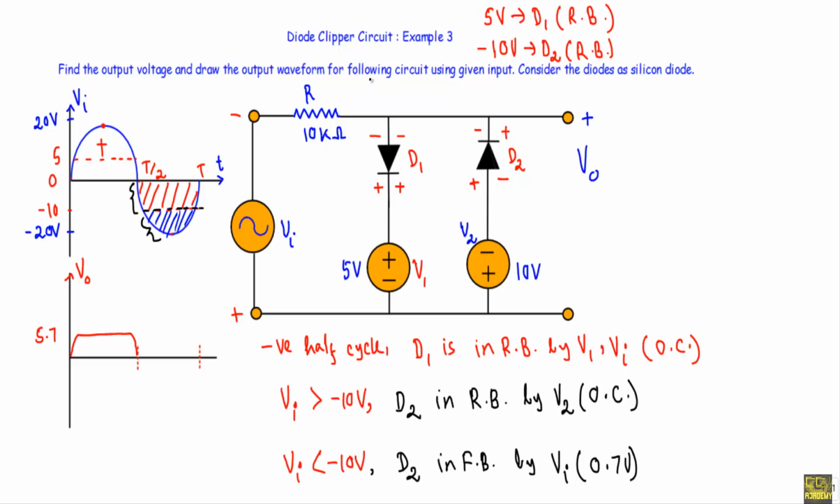Now let me draw the output waveform. During the positive half cycle, D1 is in reverse bias, so I can replace that with an open circuit. That means I can remove this entire branch from the network. Now when Vi is greater than minus 10 volt, the diode D2 is in reverse bias, so I can replace that with an open circuit.